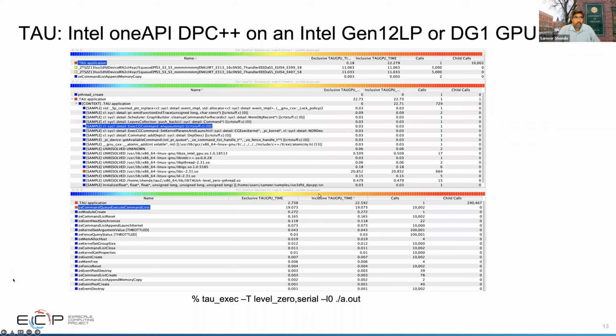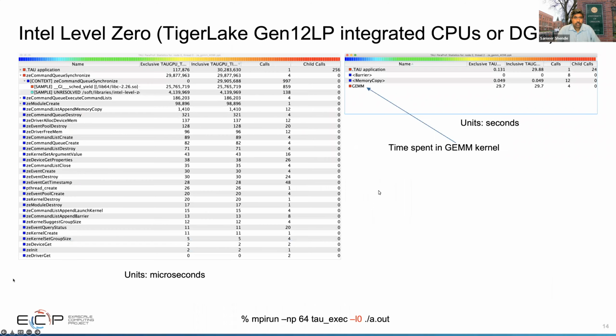Here is an example of using TAU with Intel oneAPI with DPC++ SYCL. And you can see the execution of kernels with even the Level Zero runtime layer profiled. Here is an example of how to do that.